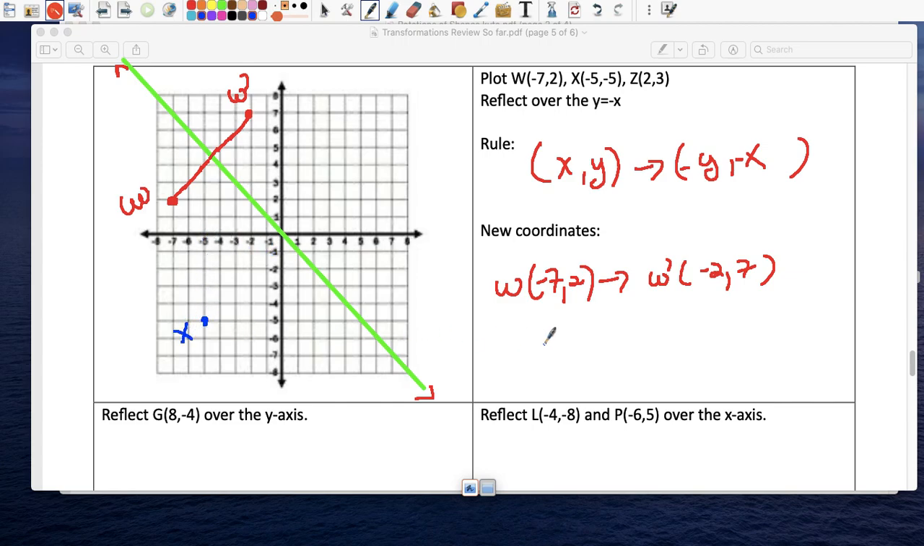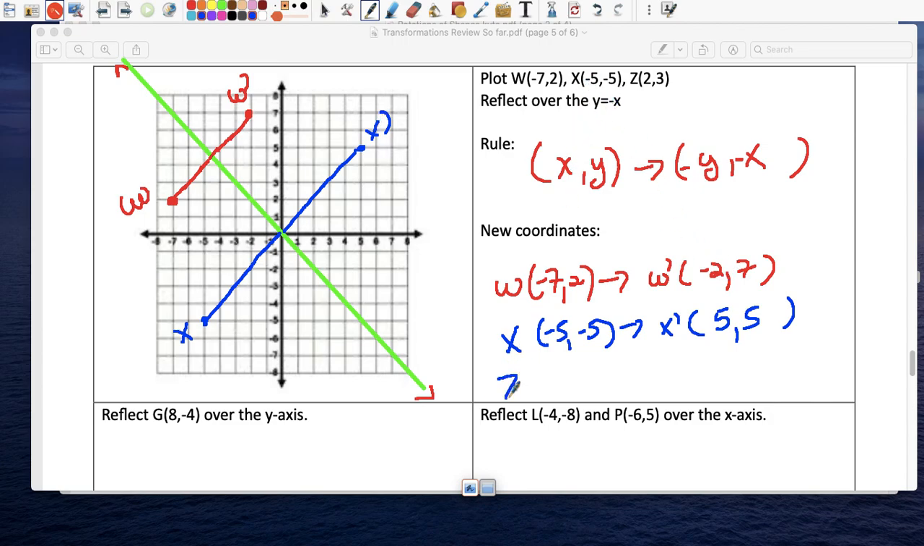So let's do x, -5 and -5. That's point x. So for point x prime, they will switch places, and we're going to switch signs for both of them. They're both negative, now they're both positive. So 5 and 5 is here. That's x prime. So let me count diagonals here. One diagonal, two diagonals, 3, 4, 5, on the other side, 1, 2, 3, 4, 5. Perfect.